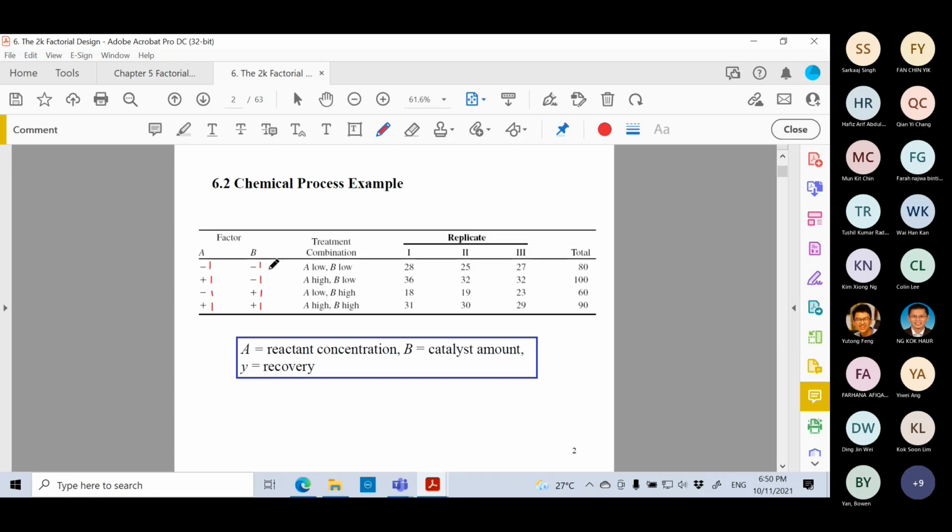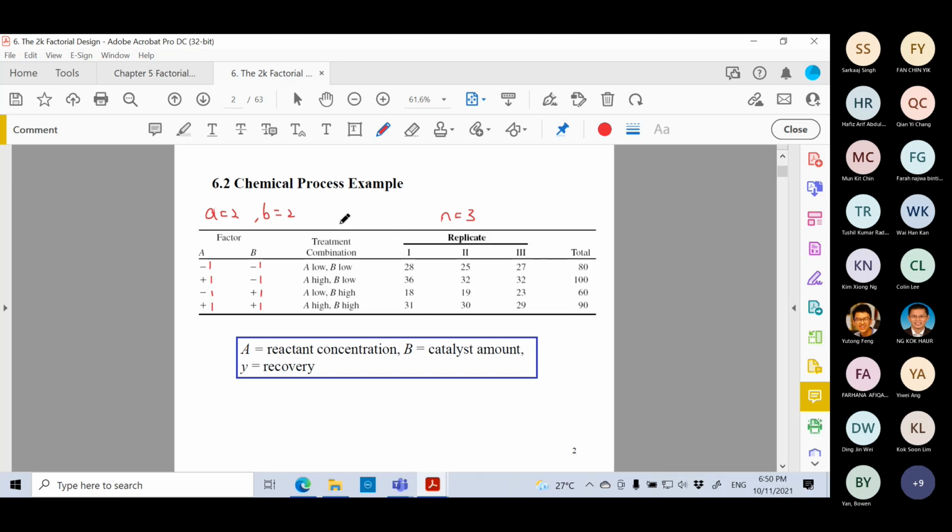For each treatment combination, we have 3 replicates here. We repeat 3 times. So n is equal to 3, A has 2 levels, and B also has 2 levels. So you have n equal to 3 for each one, repeated 3 times.